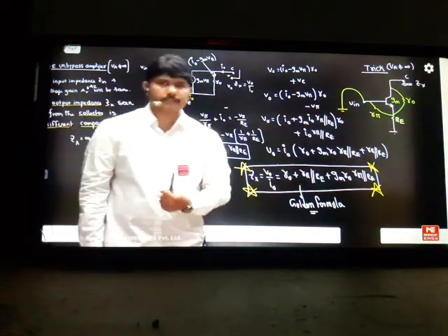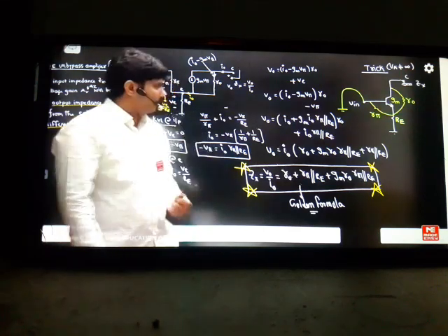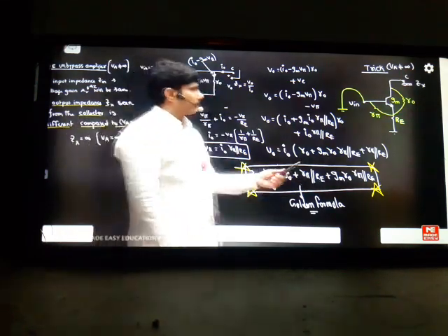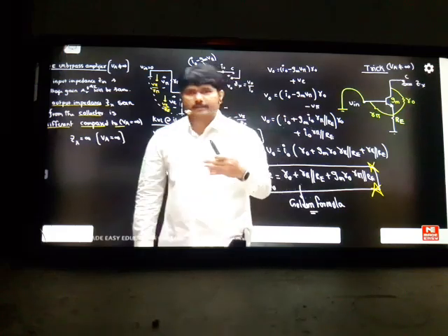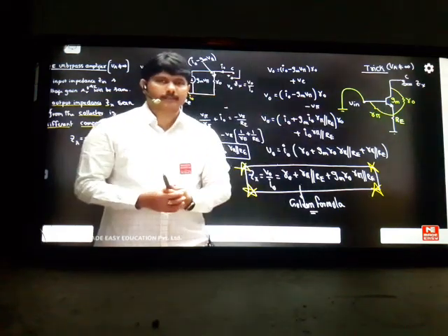So the two terms are completed. R naught plus RE parallel to R pi. The last one is GM into R naught, into this total term. Just multiply the two terms. Whatever two resistors you added, you just multiply with GM, the transconductance. That will complete the task.